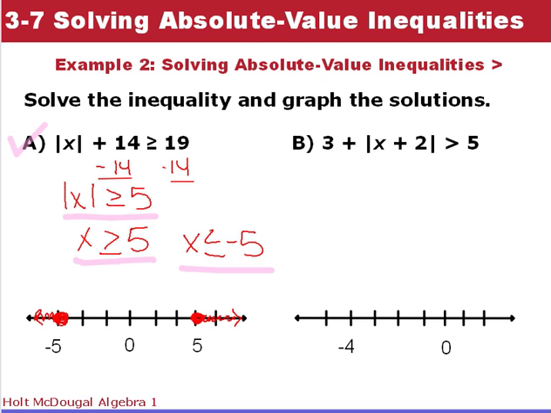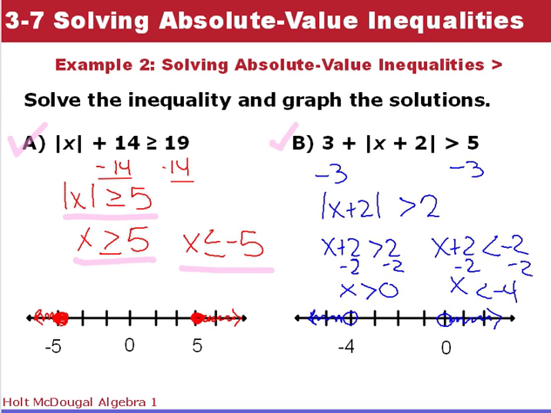Our next example: 3 plus the absolute value of x plus 2 is greater than 5. In solving this one, we had to subtract 3 from both sides to get our absolute value term by itself, leaving us with the absolute value of x plus 2 is greater than 2. Our two inequalities then become x plus 2 is greater than 2, and x plus 2 is less than negative 2. Subtract 2 from both sides of the inequalities.